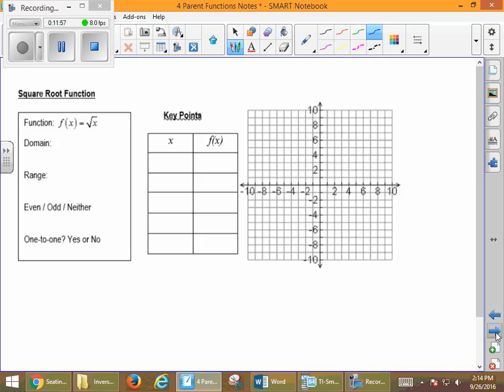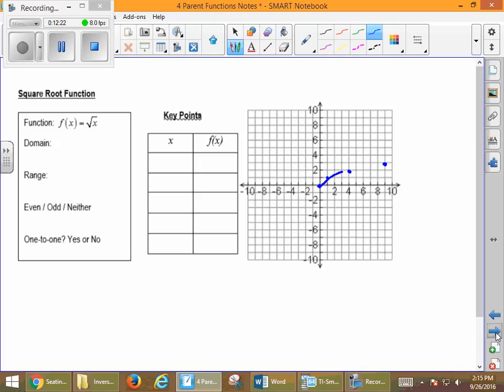I think, well, what's the square root of 0? 0. What's the square root of 1? 1. Can I take the square root of 2? No. Can I take the square root of 3? No. Can I take the square root of 4? Square root of 4 is 2. Can I take the square root of 5? No. Can I take the square root of 6? No. Can I take the square root of 7? No. Can I take the square root of 8? No. Can I take the square root of 9? Yes. It's 3.